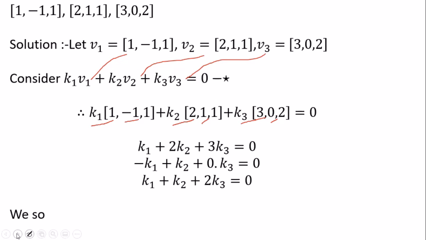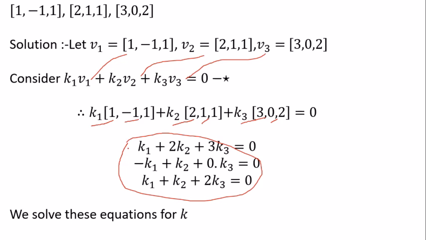Now we have to solve this system of equations for k1, k2, k3. So how to solve it for k1, k2, k3? To solve it, we'll apply the same method of row transformations, which we already used for linear independence of vectors.